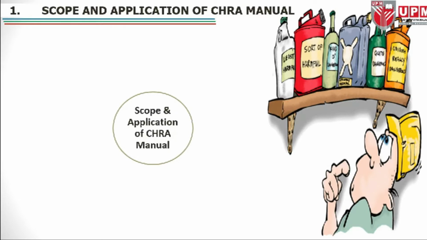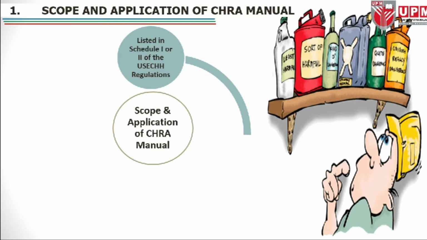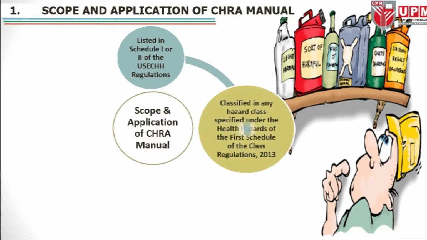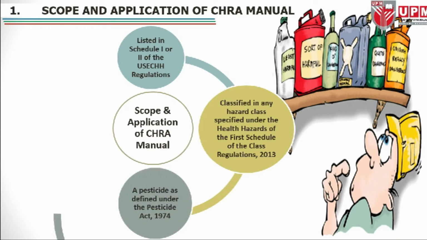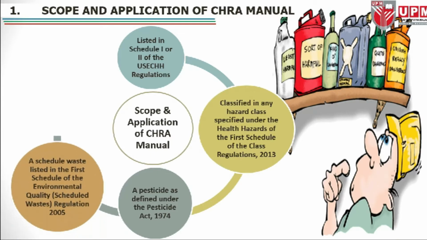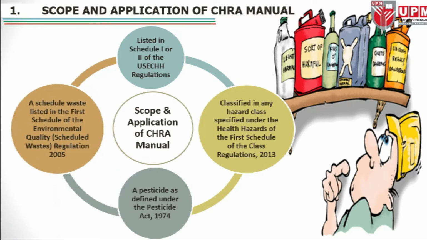So, a chemical hazardous to health, CHTH, is defined under the usage regulation as a chemical which is listed in Schedule 1 or 2 of the usage regulation. Then, it is classified in any hazard class specified under the health hazard of the first schedule of the Class Regulation 2013. Next, a pesticide as defined under the Pesticide Act 1974. And last, a schedule waste listed in the first schedule of the Environmental Quality Schedule Waste Regulation 2005.